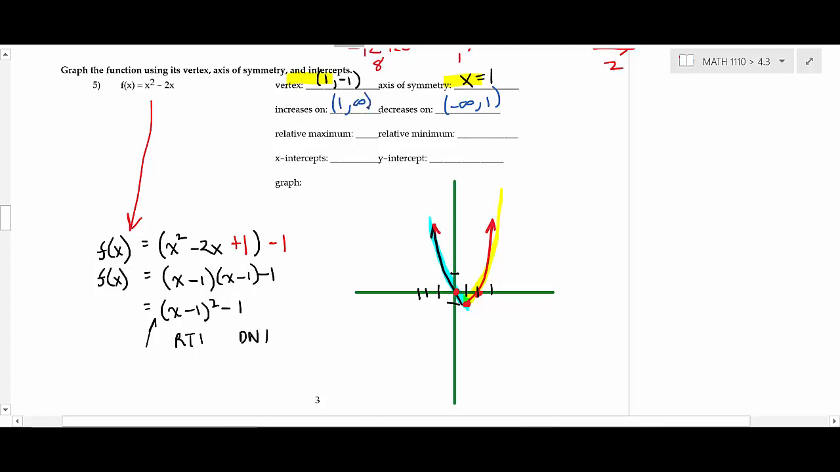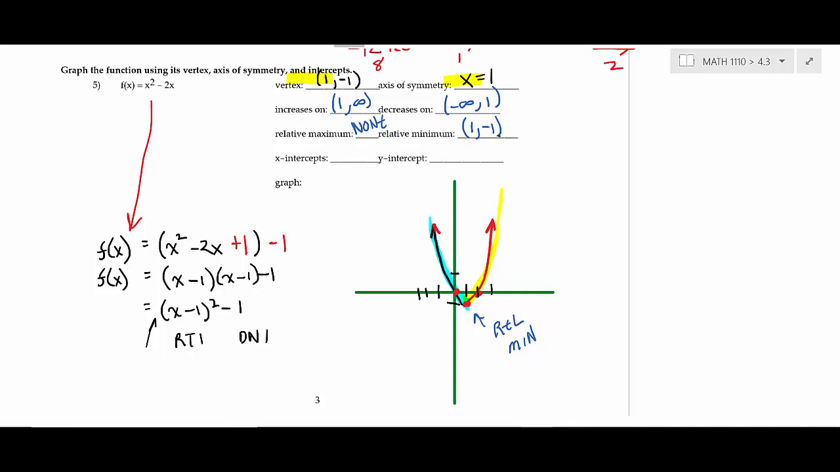Does this thing have a relative maximum? Does it have a maximum? No. Does it have a minimum? Yes. This point right here is your relative minimum. So again, we don't have a maximum. The relative minimum is just the vertex, and it always will be on a parabola. The vertex is either a max or a min. It can't be anything else. Does that make any sense? It's either opening up where it's a minimum or opening down where it's a maximum.